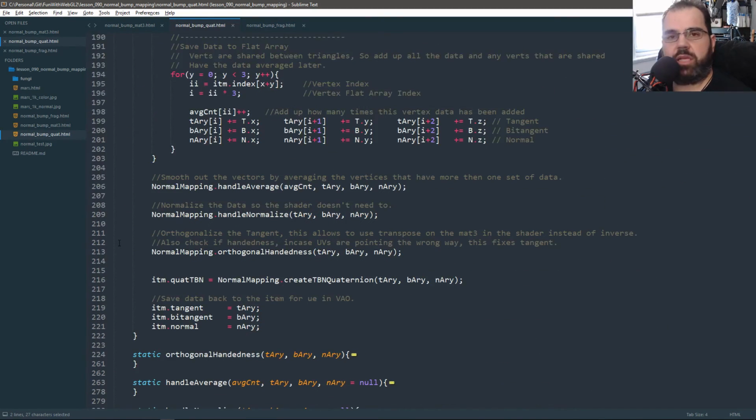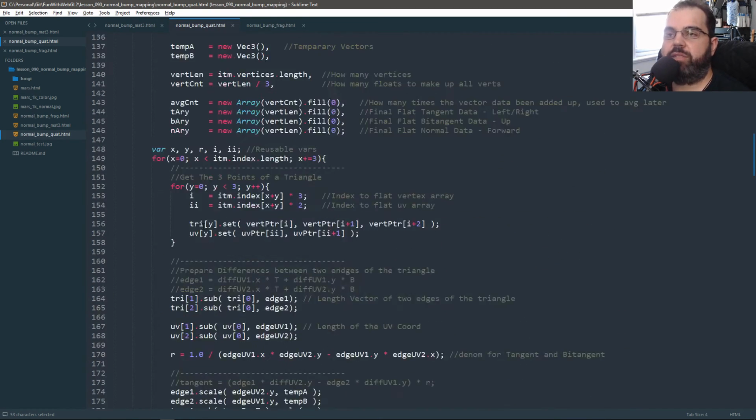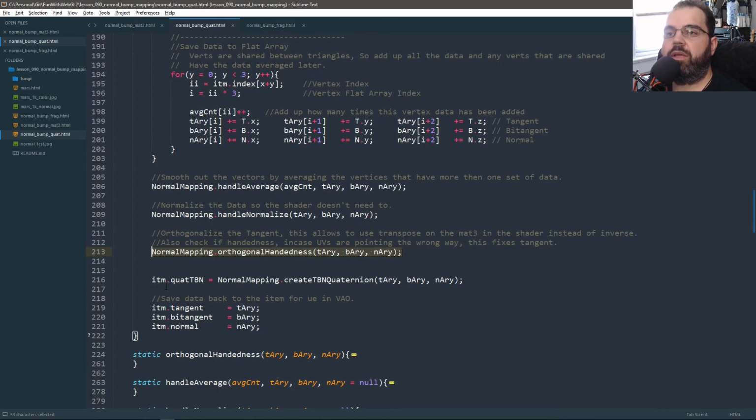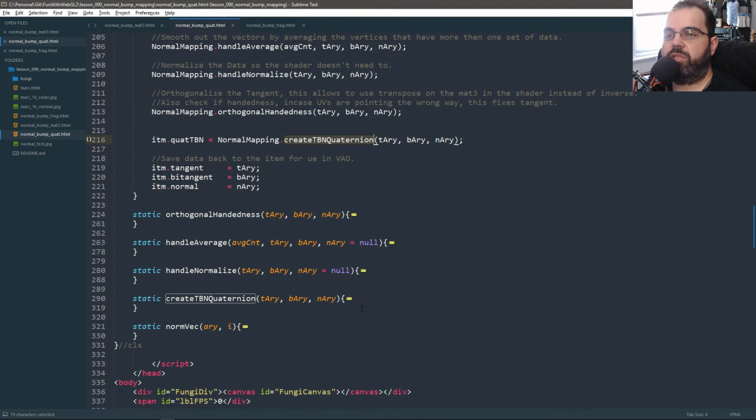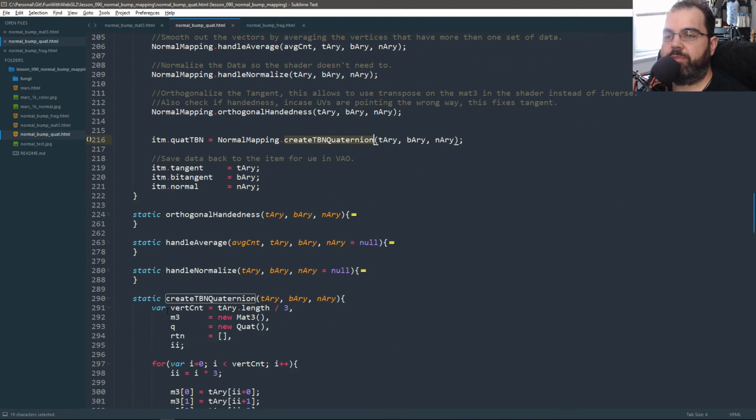I should have the link in the description about how everything is done. So like in the previous example, everything's the same. We still calculate all the tangents and whatnot and the normals. And the only difference is that now at the end, we actually feed all the information into a function that creates the quaternions.